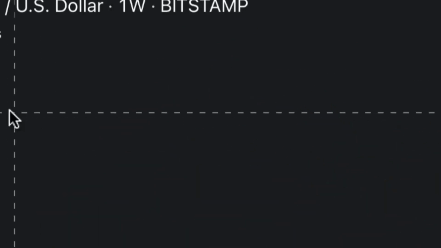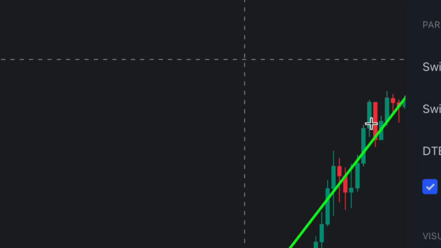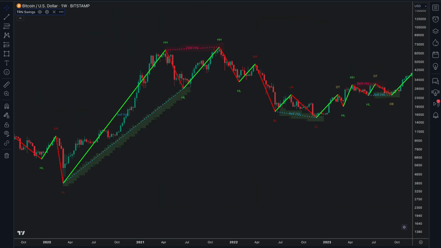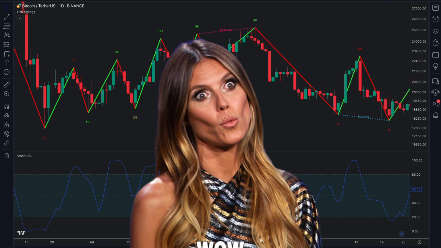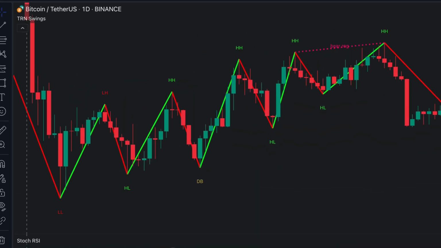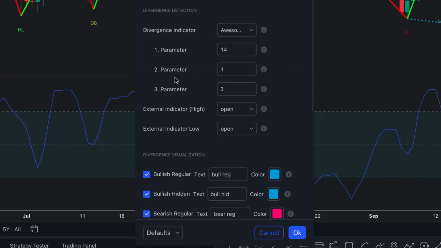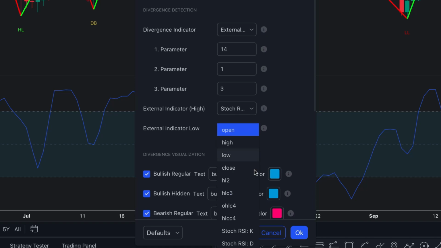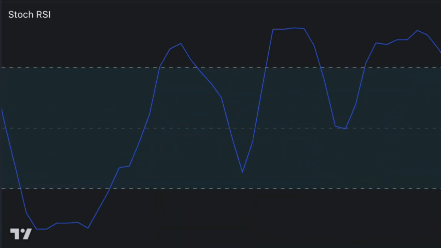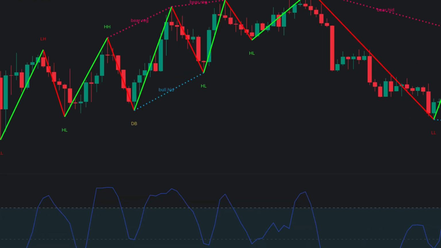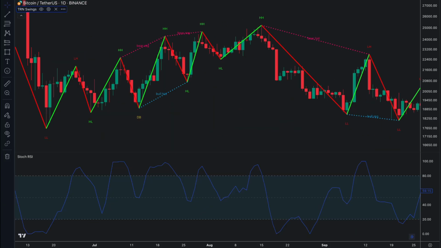Setting it up is a breeze. Just head to Indicator Settings and choose your preferred divergence indicator. Additionally, you can handpick your custom indicator and TRN Swings will hunt for divergences on your preferred market. Simply select External Indicator and set your preferred indicator for the external indicator high and low. In this case, we've chosen the stochastic RSI as our example. And as you can see, TRN Swings instantly identifies and plots bullish and bearish divergences on your chart.